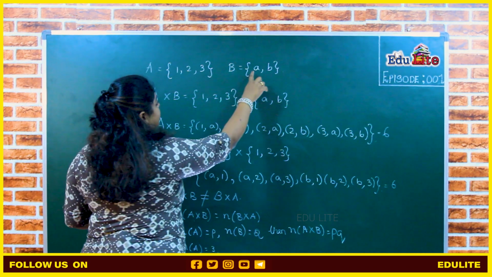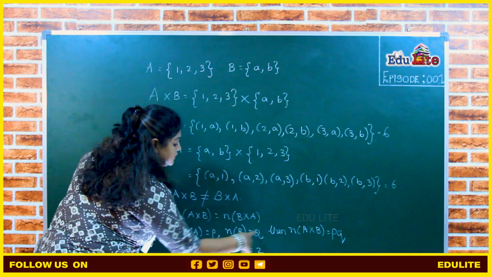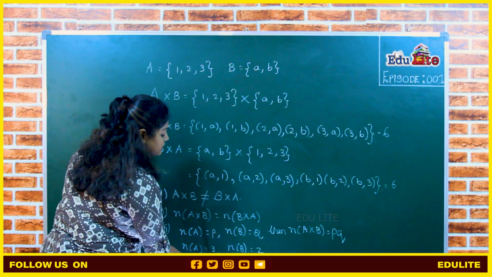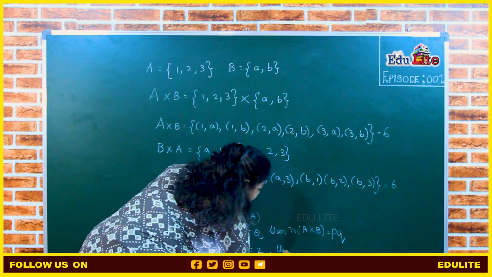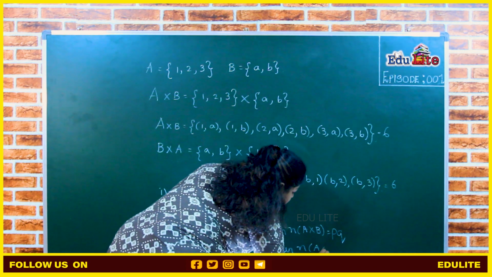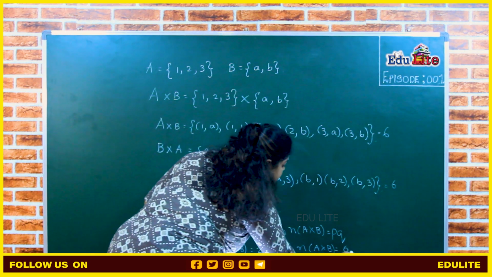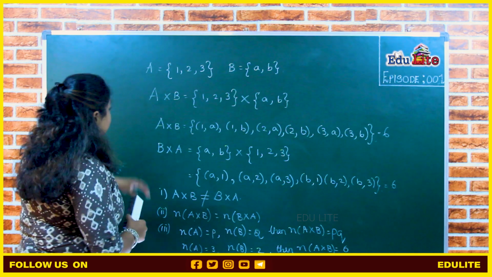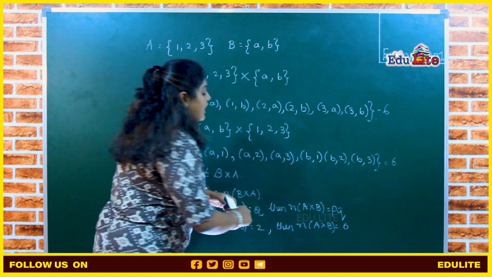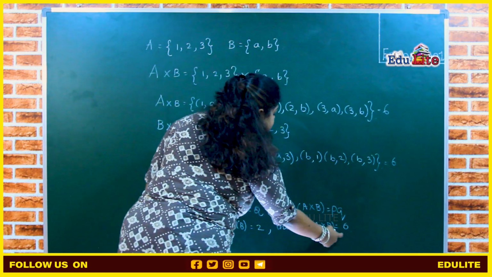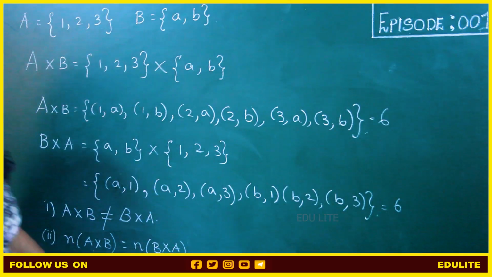Next, the number of elements in B is 2, which we'll consider as Q. According to this statement, the number of elements in A is 3 and the number of elements in B is 2. Then n of A cross B is P into Q, which is nothing but 3 into 2, 6. We can check this statement: the number of elements in A is 3, in B is 2, and the number of elements in A cross B is 6.